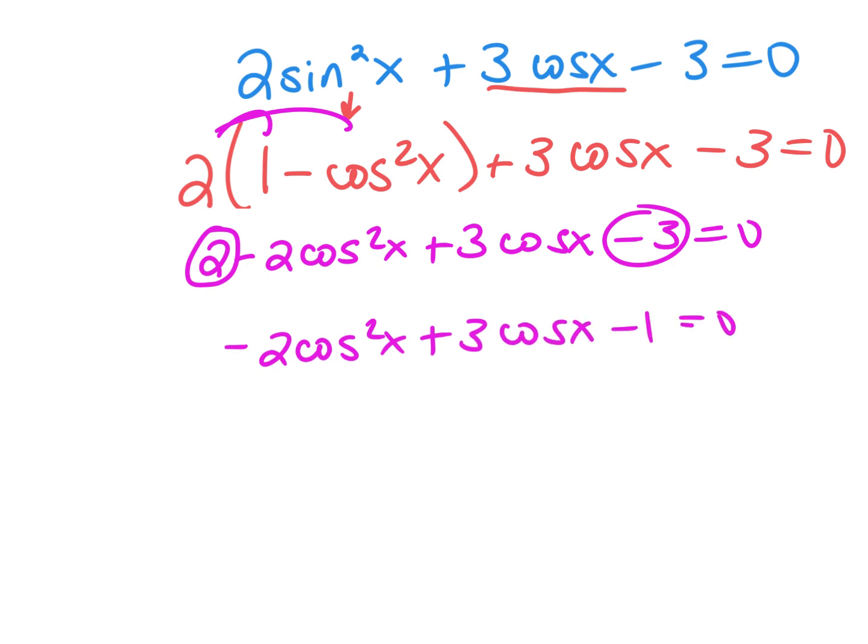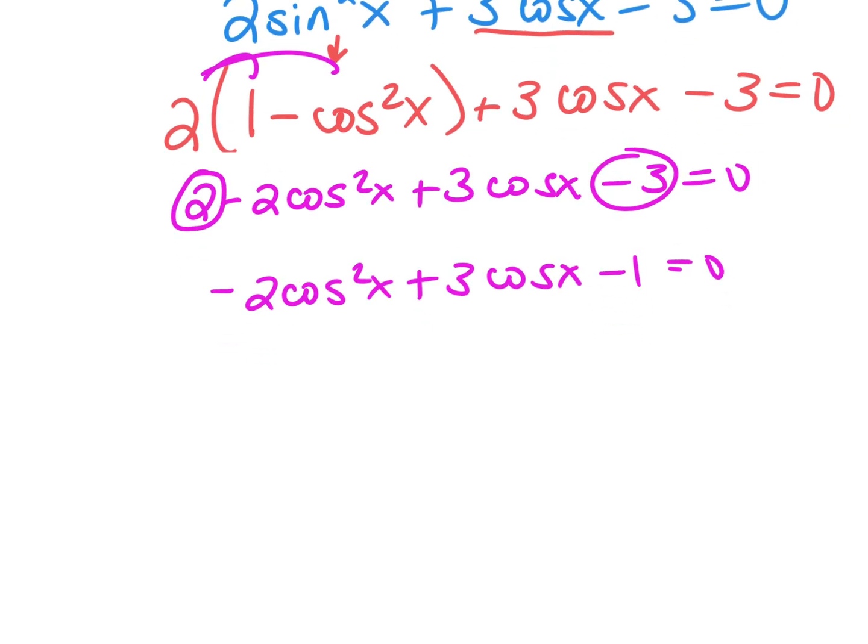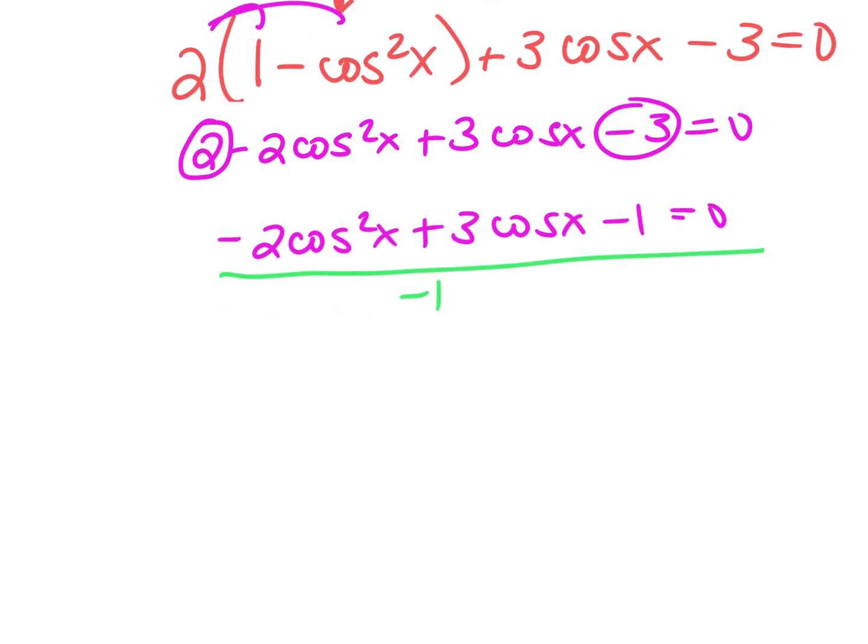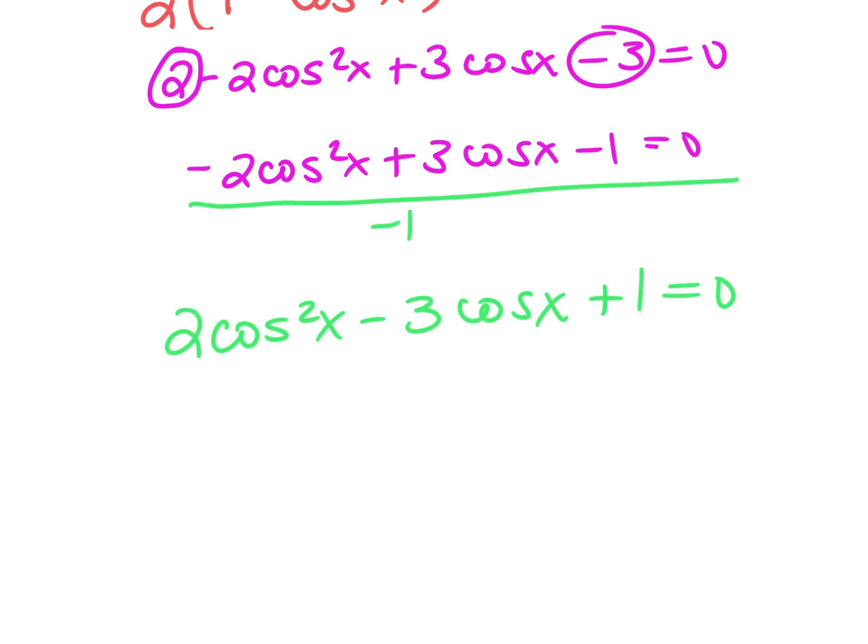Now, one thing before we factor it. Do we like to factor when we lead with a negative? No. So what should we do with the whole equation? Divide or multiply by negative 1. So this becomes 2 cosine squared x minus 3 cosine x plus 1 equals 0. Do you now have the same trig functions? 1 squared, 1 to the first power. So we just factor it.